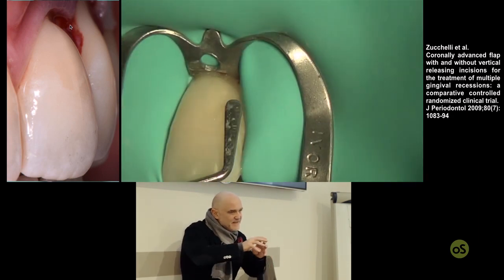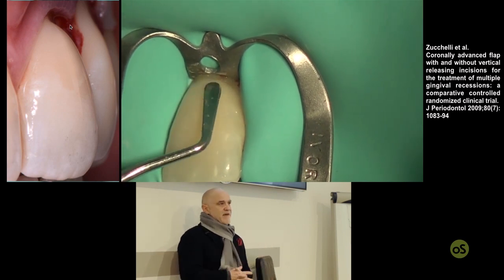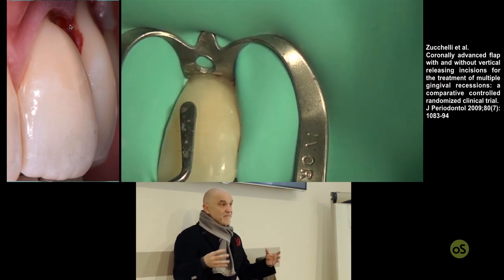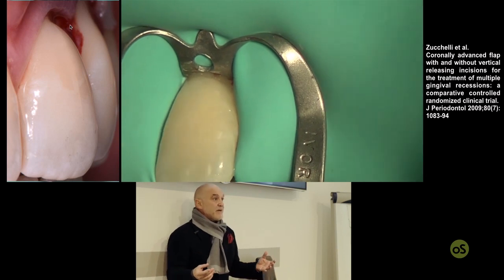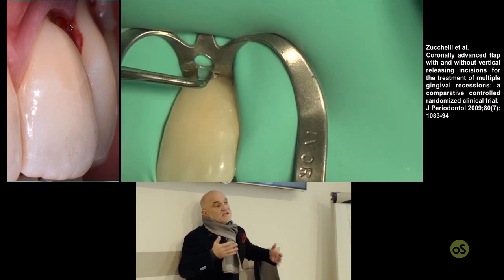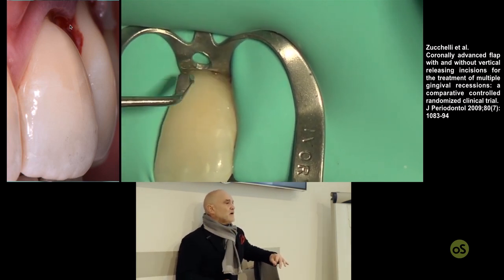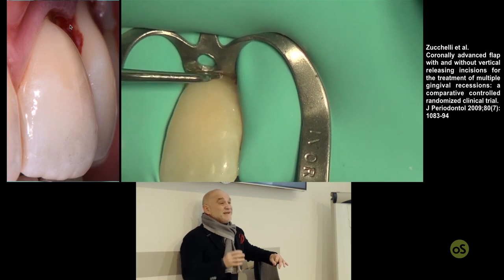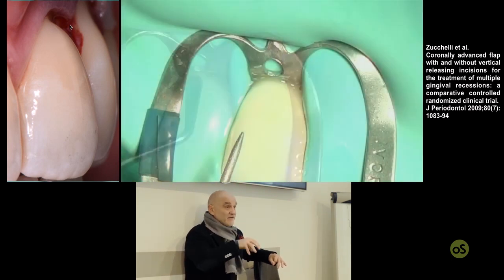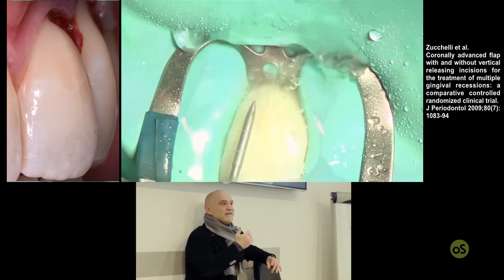can be used in different indications. It's not said that we always make one flap from 1 to 6. Sometimes the flap is from 1 to 4 because the 5 and 6 are perfectly healthy, and we block the flap at the level of the 4 with a vertical release incision. Sometimes we can make intrasurgical restoration, or we can correct altered passive eruption.